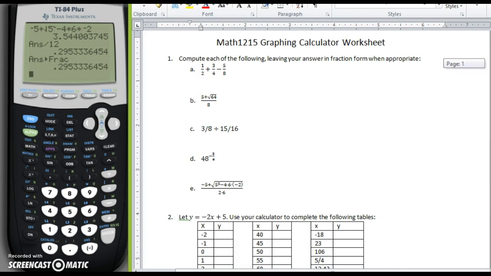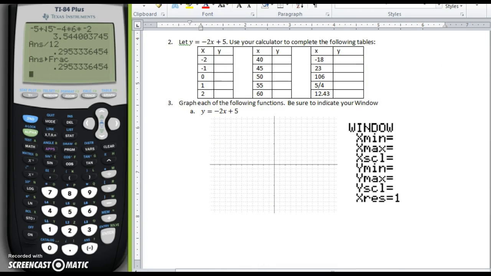Alright, so let's go on to this next section here. This is a little different. This is using a table to find y values for a certain function when you have an x and a y. So notice the x's are given and we're supposed to find the y's. And here's the function up here, y equals negative 2x plus 5.